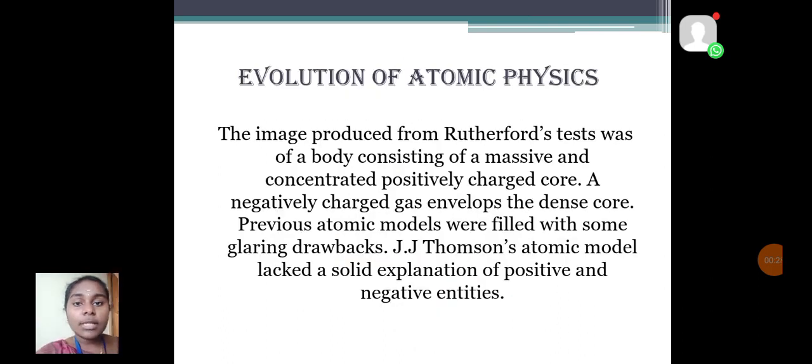Next, the evolution of atomic physics. The evolution of atomic physics began with the image produced by Rutherford. He tested a body consisting of a massive, positively charged core. The J.J. Thomson atomic model lacked a solid explanation of the positive and negative entities.